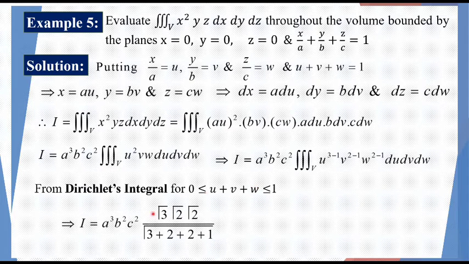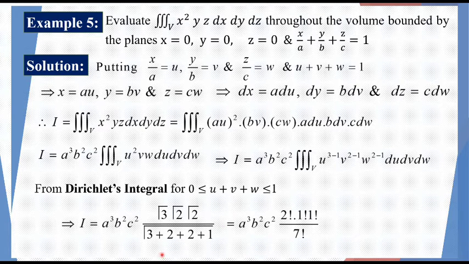So I is equal to a cube b square c square Gamma 3 Gamma 2 upon Gamma (3 plus 2 plus 2 plus 1). So Gamma 3 can be written in terms of 2 factorial, and Gamma 2 can also be written in terms of 1 factorial, and it is 3 plus 2 plus 2 plus 1 equals 8. So it is Gamma 8.